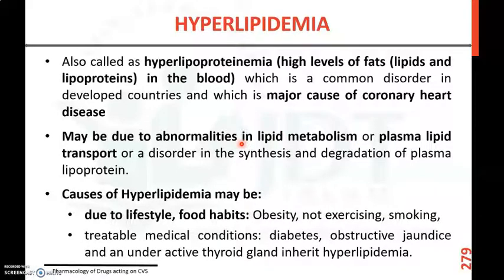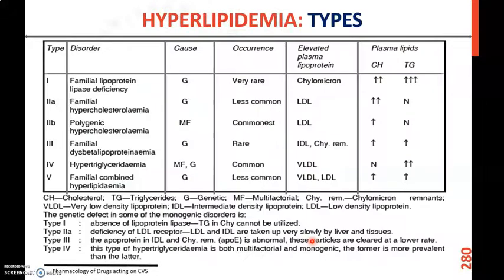Now, what are the different causes of hyperlipidemia? It may be due to lifestyle or food habits, like the patient may be obese, or not exercising, or have smoking habits. Another cause of hyperlipidemia is some treatable medical conditions like diabetes, obstructive jaundice, and some cases of thyroid gland disorders. Some hyperlipidemia is also inherited.